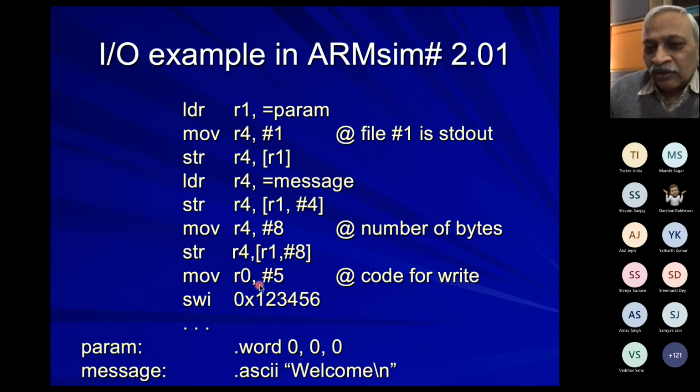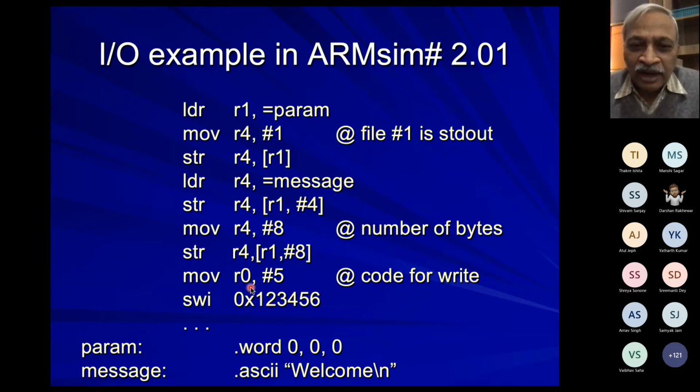You don't need to remember these codes; in the documentation, they will be available to you. I just want to give you a feel of how it is done. This SWI will require R0 to contain the code of the operation which you want to do, and R1 to point to an area where other parameters are kept. So we have initialized R1 to this address where 3 spaces are reserved, initialized to 0, but they are getting filled up here in this part of the code.